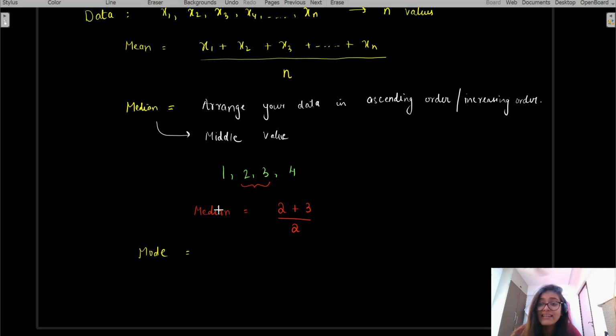And then your mode is the highest frequency number. So the data point which is occurring the most number of times is your mode. The value which is occurring the maximum number of times.